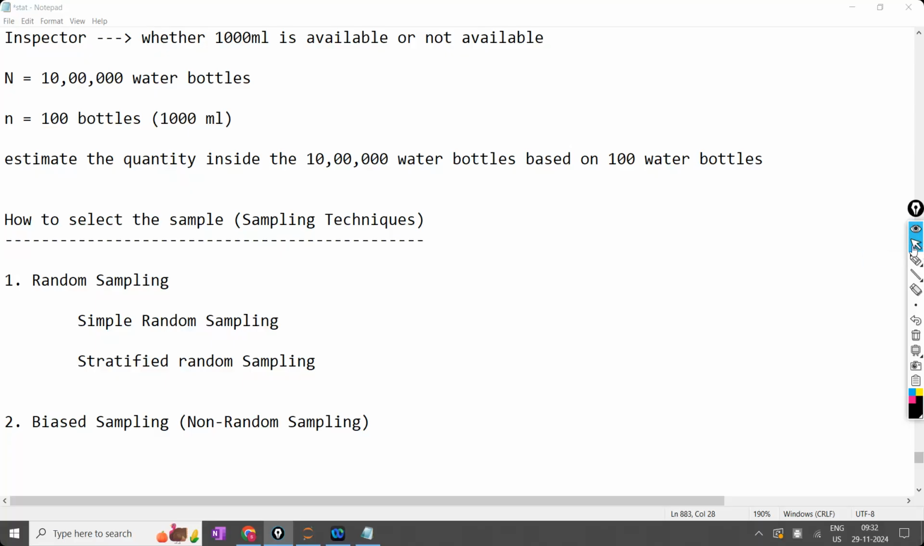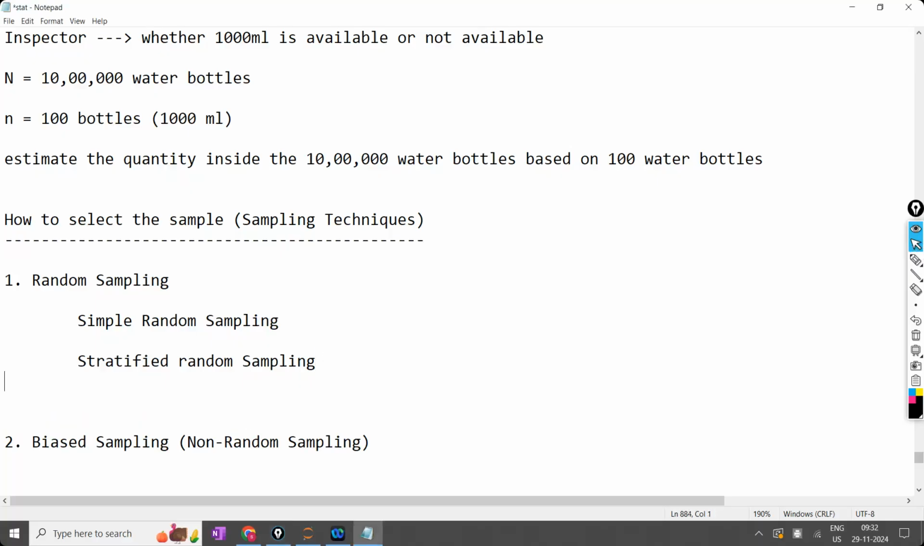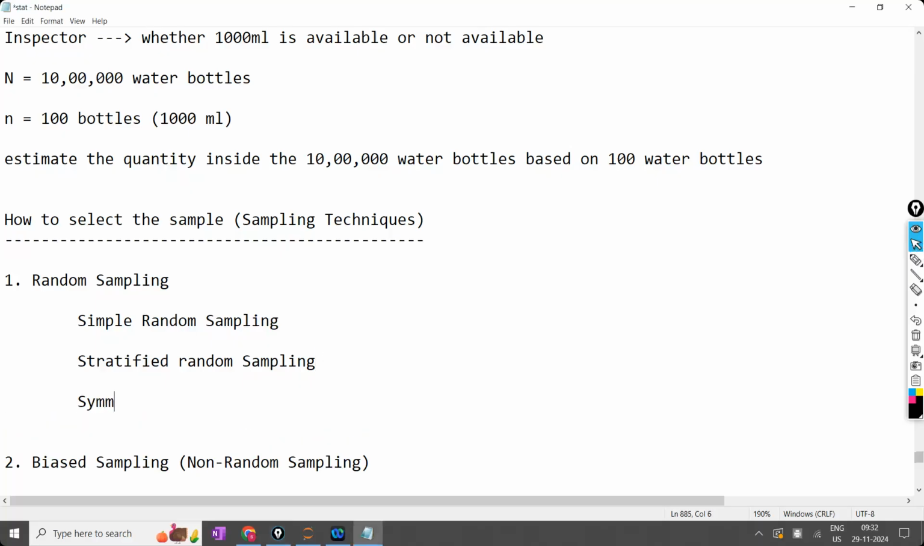Next one is called as systematic sampling. Systematic random sampling. Now, what is systematic random sampling means? Here, first you are going to select one number. First one you are going to identify first person, and from that you are going to select every fifth person or alternate person, 10th person, like that.